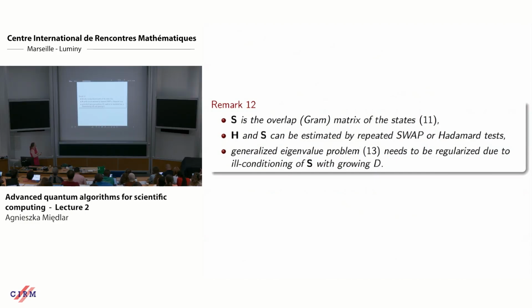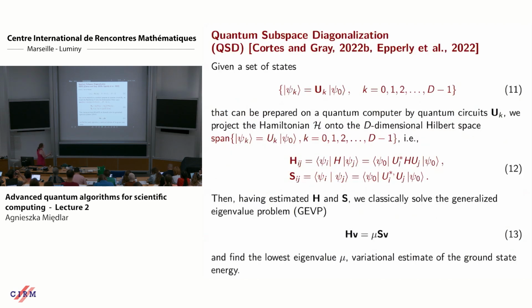So we can estimate those matrices, and I will show you how the entries can be estimated by a repeated swap or Hadamard test. But it's a generalized eigenvalue problem, which causes additional difficulty: this matrix S may be ill-conditioned, so you may have to regularize. It's an ill-conditioned small problem, so there is an additional component.